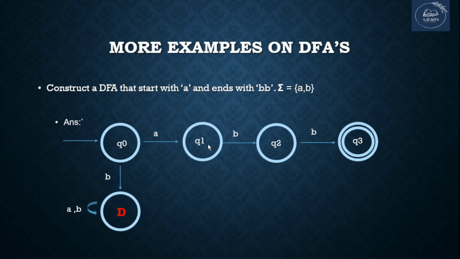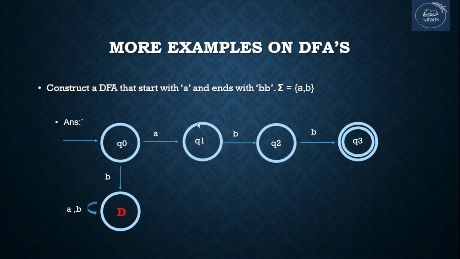Now going to Q1, we already account for B, but we don't have an account for A in Q1. So how do we do that? Again, look at three cases. Is it that we loop the A to Q1 itself, we take the A to either of these states, or we take that A back to D, which is the dead state?